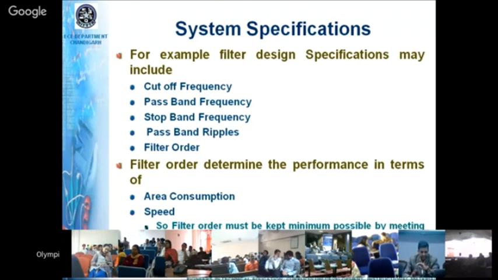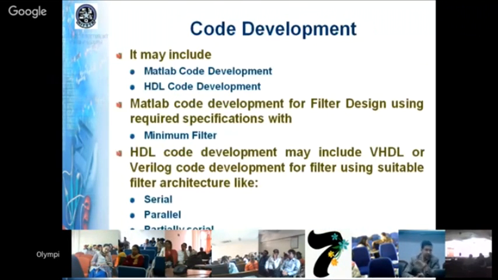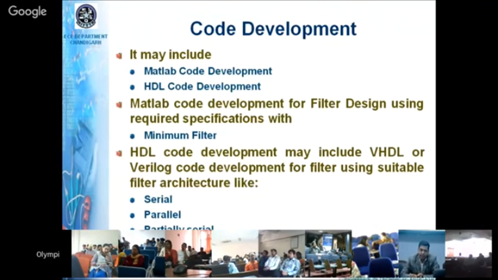So after these design specifications, as I told you, you have to start your code in MATLAB, and then you are going to simulate it. From MATLAB you will get filter order, and you will get different coefficients and the value of those coefficients. Based on the value of those coefficients, you are going to develop the HDL code. This HDL code can be VHDL or Verilog, depending upon your convenience. If you are comfortable with VHDL, you can go ahead with VHDL code, or if you are comfortable with Verilog, then you can go ahead with Verilog code.